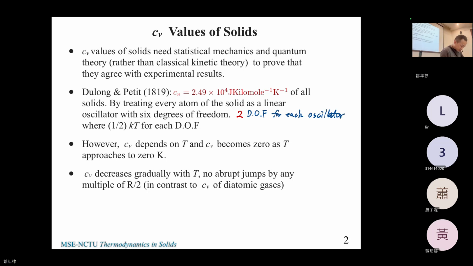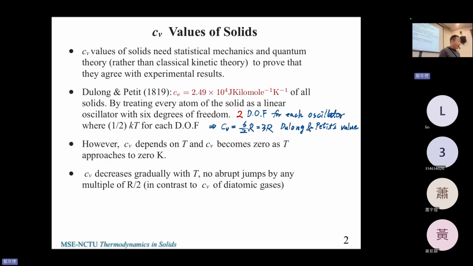So we have half kT for each degree of freedom. So your CV equals 6 over 2 R, equals 3R. And it's called the Dulong-Petit value. CV equals 3R, and it is about 2.49 times 10 to the 4.